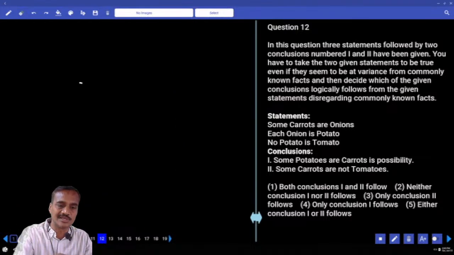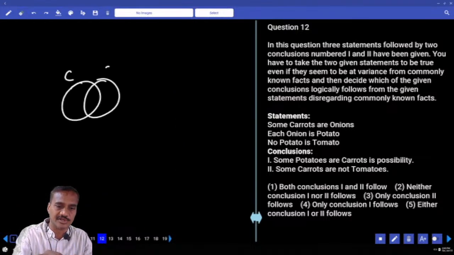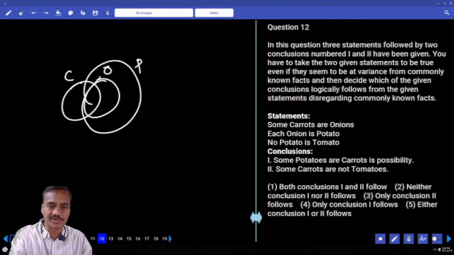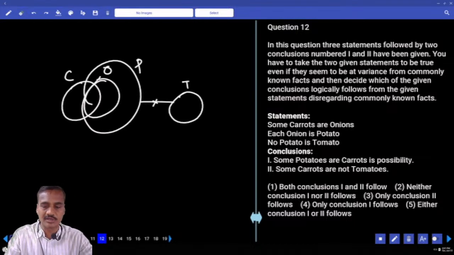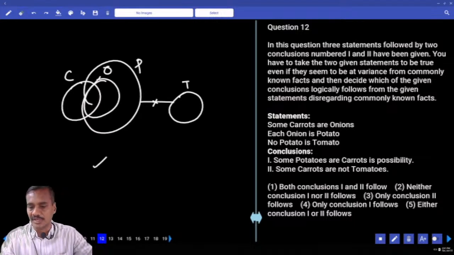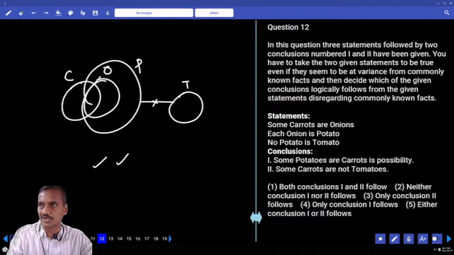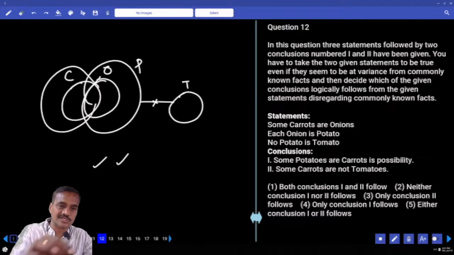Some carrots are onions; these are the carrots that are onions. And each onion is a potato, so all onions are potatoes. And next, no potato is a tomato: no intersection between potato and tomato. Then some potatoes are carrots is a possibility. Now some potatoes are carrots: is it possible or not? Yes. The next one: some carrots are not tomatoes. Now, as of now, no carrot is a tomato, so some carrots are not tomatoes. To make this one false, all carrots would have to be tomatoes. Is there a chance of all carrots being tomatoes? Hence, an alternate diagram cannot be drawn. This will be true forever.